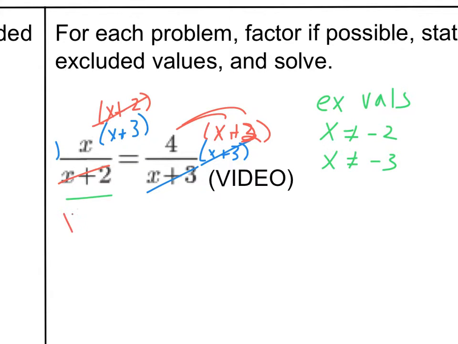So on the left, we've got x squared plus 3x. On the right side, we're going to have 4x plus 8. And in order to try to solve this, I'm going to bring everything over to one side. So we've got x squared minus 1x and minus 8.